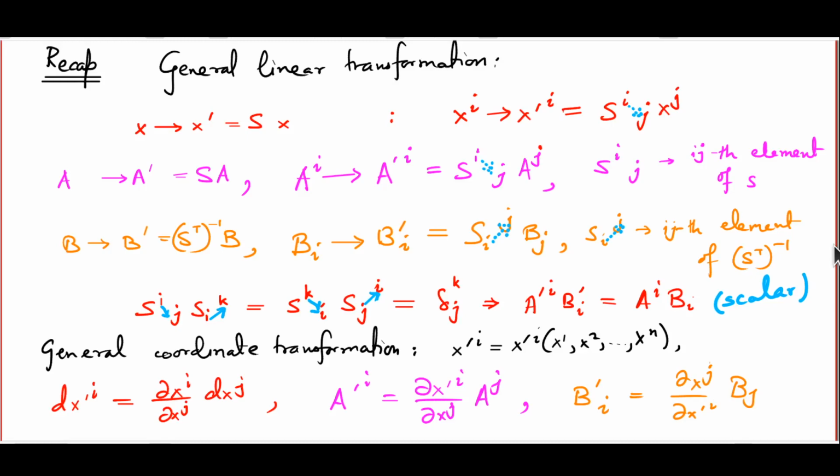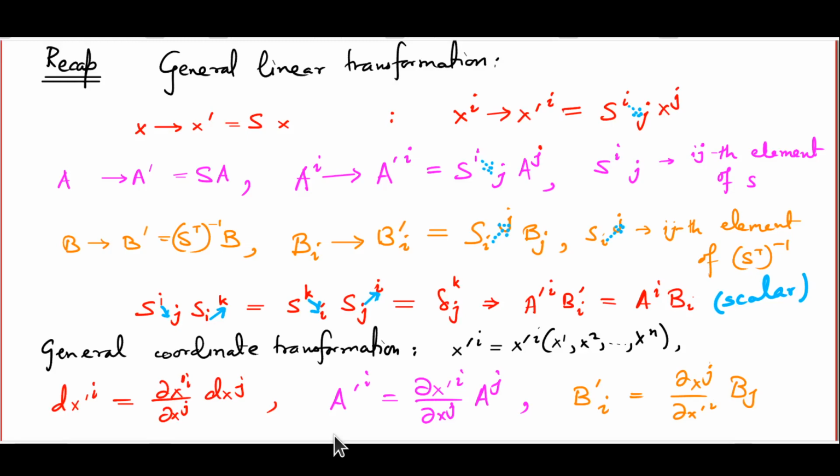dx'^i = (∂x'^i/∂x^j) dx^j, and an immediate consequence of this would be that vector components transform in this manner: a'^i = (∂x'^i/∂x^j) a^j. So all you have to do is replace the dx's by a's and dx primes by a primes, and you have got the vector transformation equation.